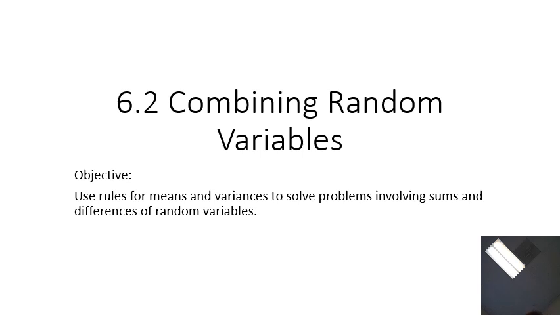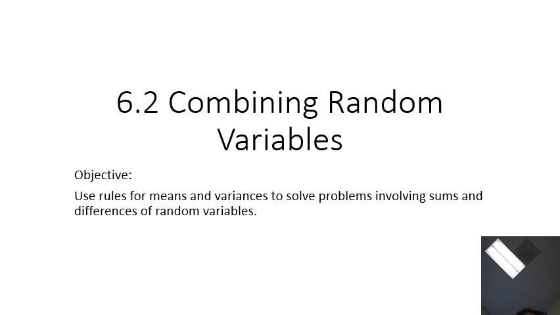Today we're going to talk about combining random variables. Unlike yesterday, when we were talking about adding or subtracting a constant, or multiplying or dividing a set of random variables by a constant, today we're going to talk about what happens if we have two random variables that we want to add or subtract. And we'll see a practical example at the end of today's lesson about why you might want to add or subtract random variables.